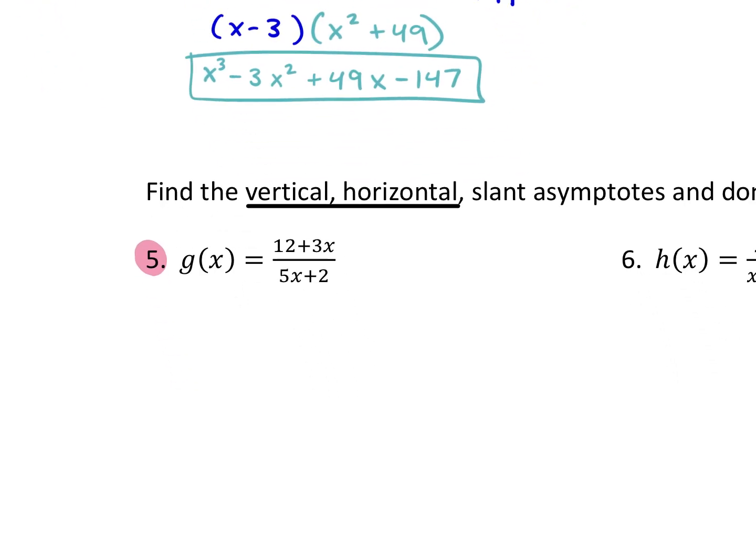So for number 5, we're going to find the vertical and horizontal asymptotes. So starting with our vertical asymptotes, what does the cheat sheet say we need to do to find the vertical asymptote?